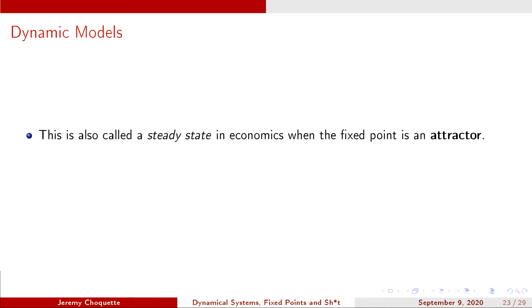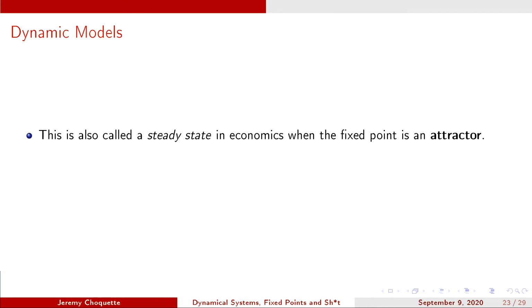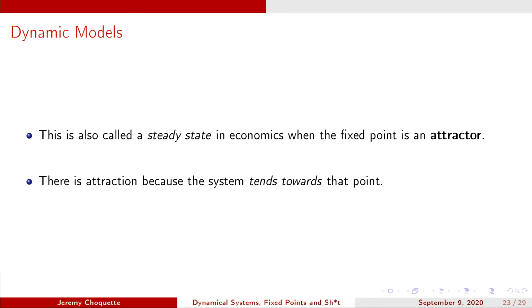Like I said, in economics, it's sometimes called a steady state when the fixed point is what's known as an attractor. Here, this fixed point, x equals 6, is an attractor because no matter where you start, you will be drawn, it will be attracted to x star equals 6. This is an attraction because, well, the system is tending towards that point.